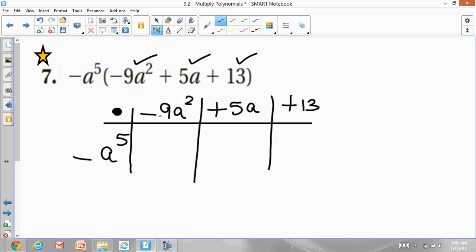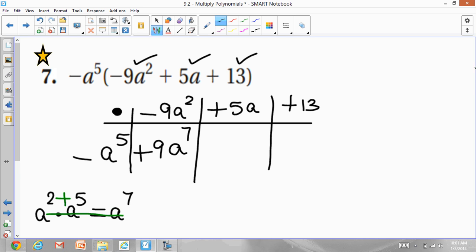So negative times negative is going to give you a positive 9, there is nothing else to do. You're multiplying a squared times a to the 5. This you have to understand from your chapter 8, which is exponents. So this becomes a to the power of 7. If the bases are the same, you add the exponents. So this becomes a to the power of 7.